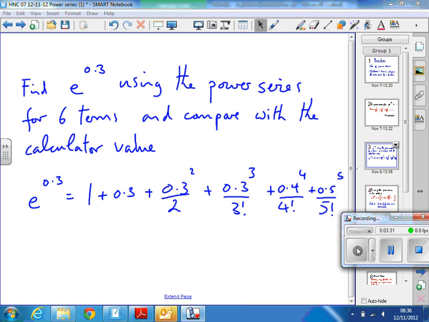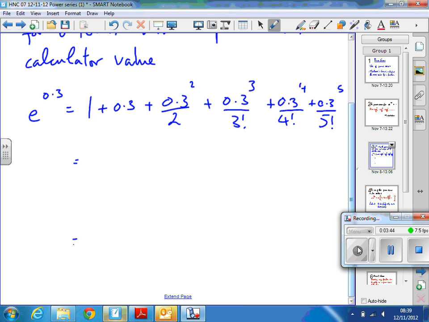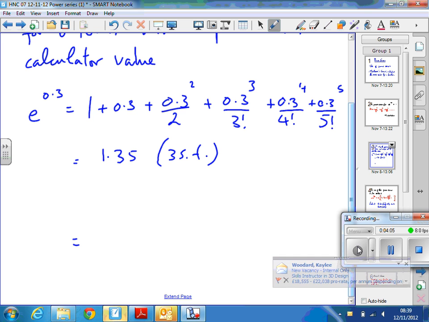Error on this series, of course, I've got carried away with the 4 and the 5, so it's 0.3 to the power 4 and 0.3 to the power 5, thanks to you all. So this equals 1.35, to 3 significant figures. And it agrees with the calculator value, I presume, okay, to 3 significant figures. So the power series works, and the more terms you add, the more accurate your answer is going to be.